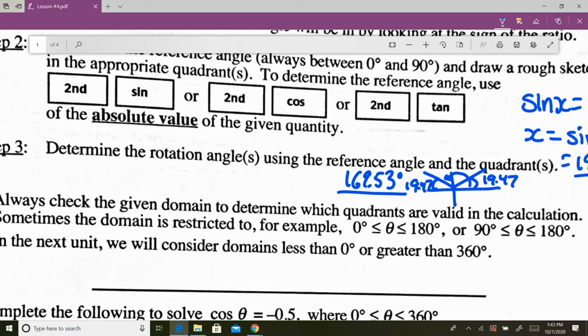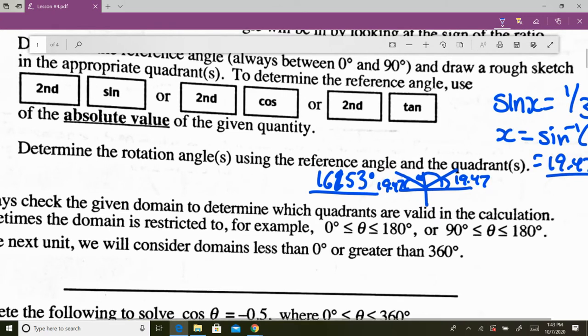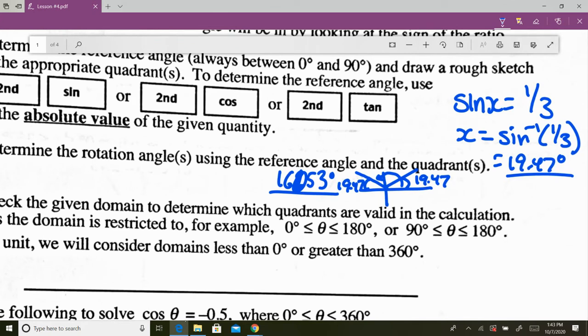So if you do sine of 160.53, what do you get in your calculator? You should get 0.3 repeating or something close. Yes. So you get two answers. There's actually two possible answers here, and it's because of the reference angle and the fact that sine is positive in these two quadrants.